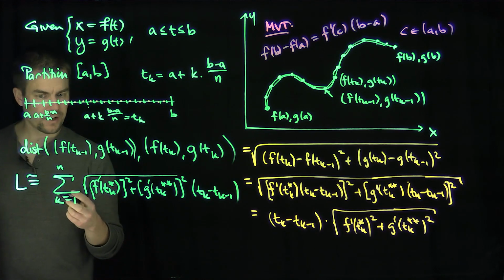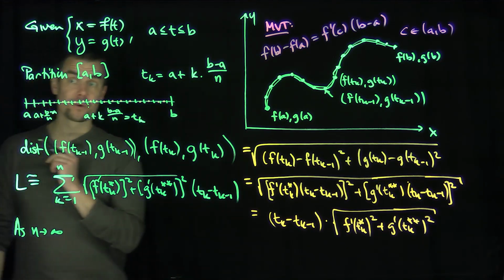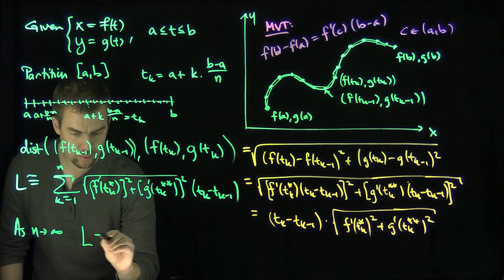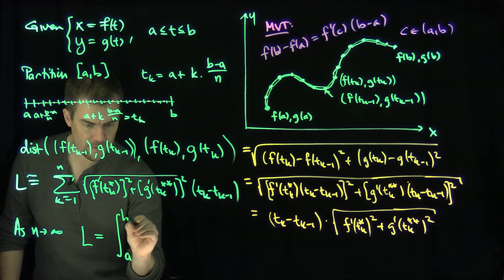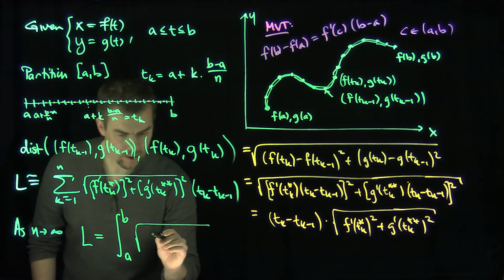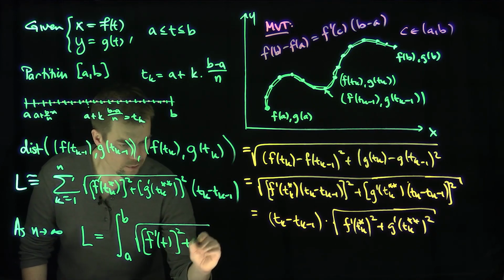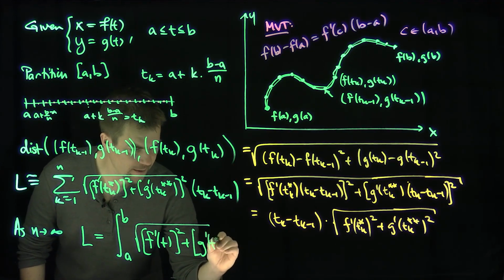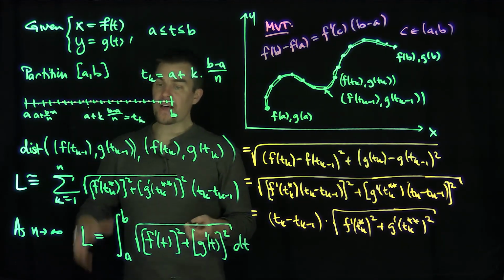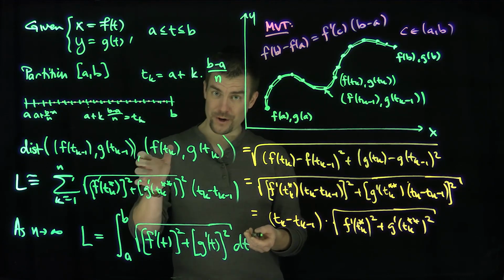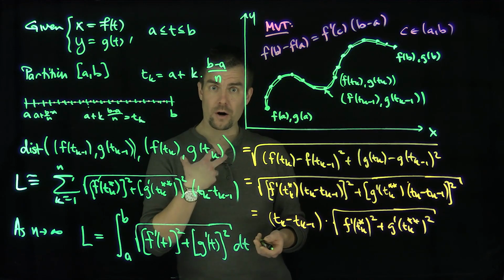So as n goes to infinity, if this limit converges, the length will actually be equal to the integral from a to b of the square root of f prime of t squared plus g prime of t squared dt. If that limit exists, in other words, if this function is integrable, then the limit as n goes to infinity will converge, and this will be the arc length formula.